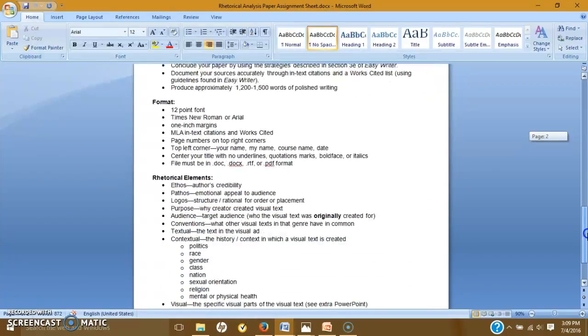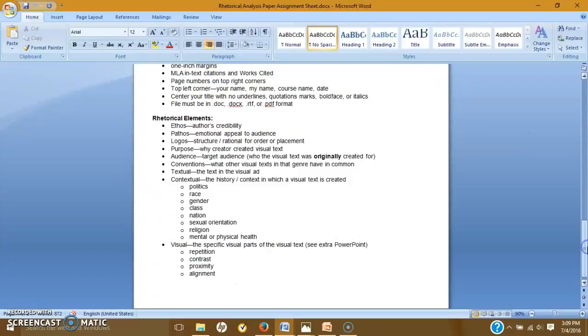So if you go all the way down to the bottom, I have all of the rhetorical elements in one place, and I also have a definition next to each one. So the definition might not be good enough, so we're going to go through each one and apply them to World War Z posters today. So ethos, the credibility, pathos, emotional appeal, logos, structure or placement of things, purpose, why the creator created the visual text. It's obvious that they want you to come see the movie because we're doing all movie posters, but what's further? Are there any contextual elements that are included in the movie poster that are apparent?